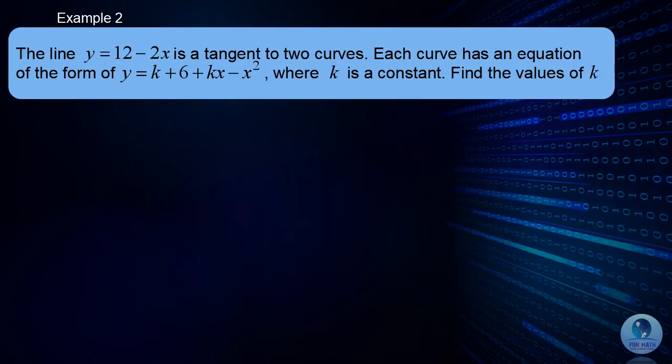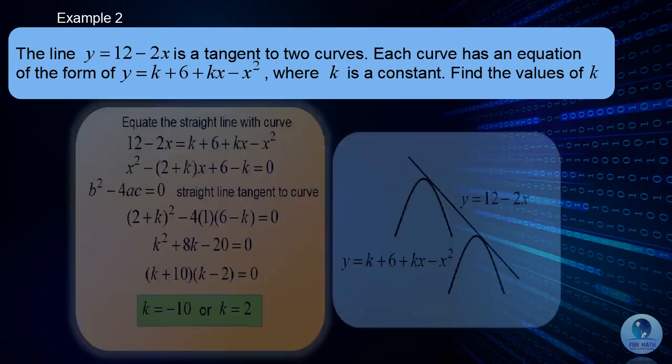Look at the second example. The line y equals 12 minus 2x is a tangent to two curves. Each curve has an equation of the form y equals k plus 6 plus kx minus x squared, where k is a constant. Find the values of k.